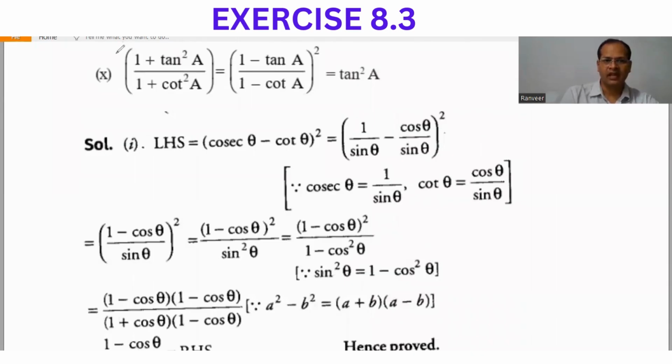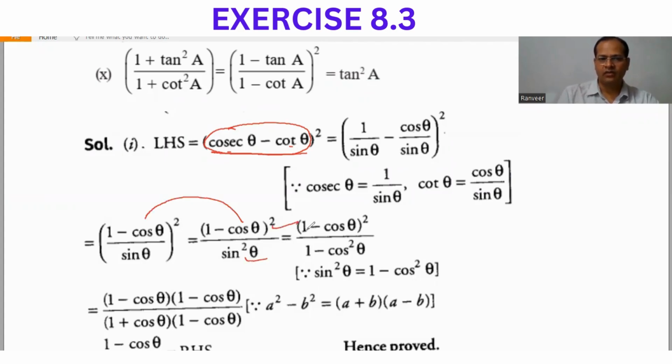Now first we will take the LHS: (cosec theta minus cot theta) whole square. The trick is always to convert this into the form of sine, cos and tan. So cosec theta is 1 by sine theta, and cot theta is cos theta by sine theta. So just we solve: (1 minus cos theta) whole square by sine square theta. Once we solve, this square is separate, this square is separate.